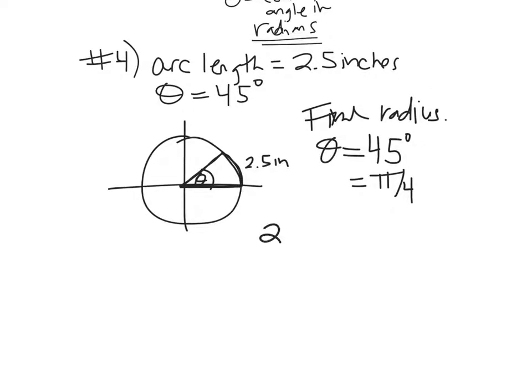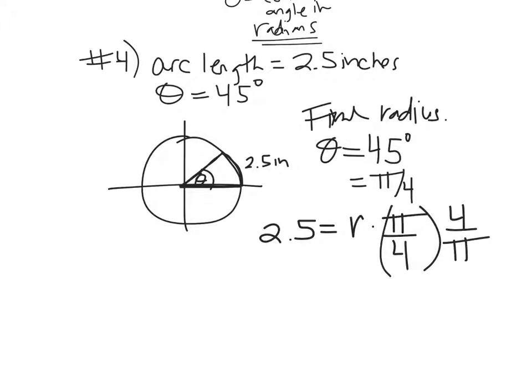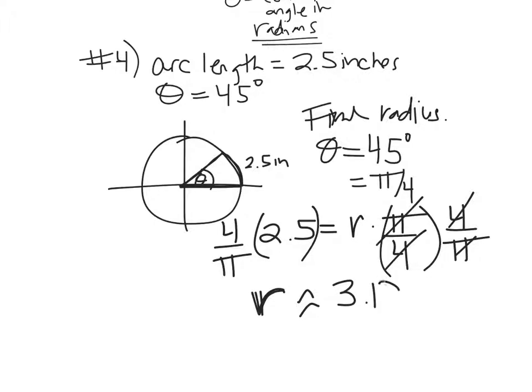All right, so now let's plug everything in. S is 2.5 equals R times pi over 4. And then let's solve for R. Let's multiply both sides by 4 over pi. You go to your calculator, and anytime they're asking you for a length, you'll want to multiply by pi. If they're asking you for an angle measure, you want to keep pi as pi itself. So you go 2.5 times 4 divided by pi gives you that the radius of that circle is about 3.18 inches.